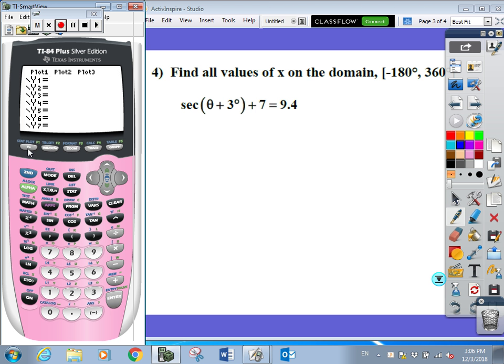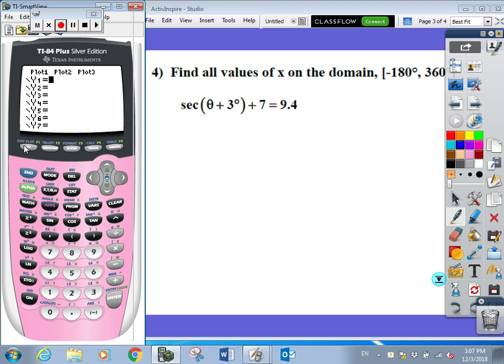All right. Find all the values on this domain. So we know it's in degrees because the domain is in degrees, and that gives us a C value right here, 3 degrees. So that also gives it away. It's in degrees. So if you did clear your calculator, be sure you put it back in degree mode.